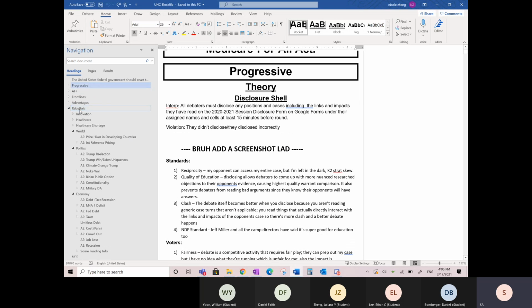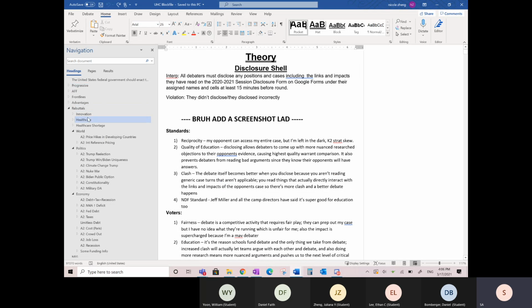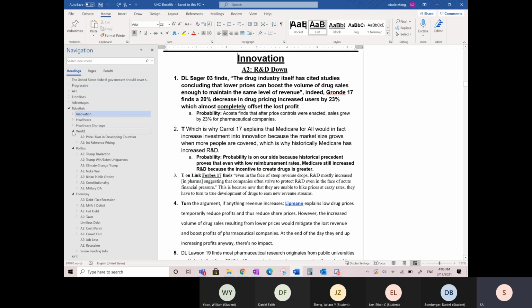Let's say you're on AF and you need to do some rebuttals, right? Under here you can see that I have arguments. There's a lot of arguments, so I grouped them under general things. There were a lot of contentions about the economy, politics, things that impact the world in general, healthcare, innovation, and healthcare shortage. These are the main categories of arguments. And then under each one, I had more specific arguments, right?